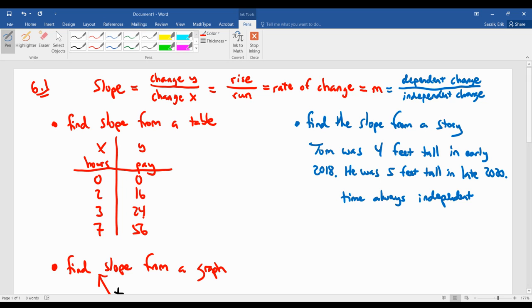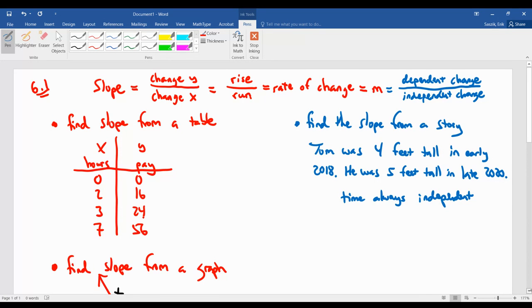There are four kinds of ways that we're going to calculate slope: from a table, from a graph, from a story. We're going to do all three of those today. And then there's also one from points, which we'll talk about in the next video, in the next lesson, okay?